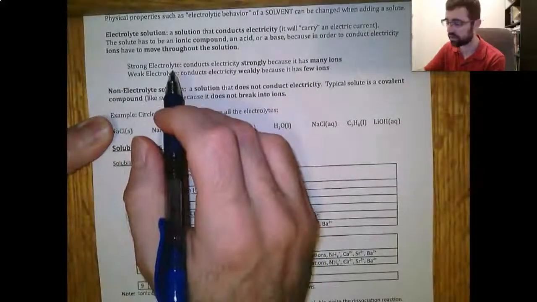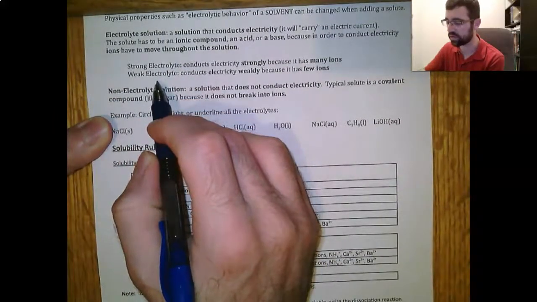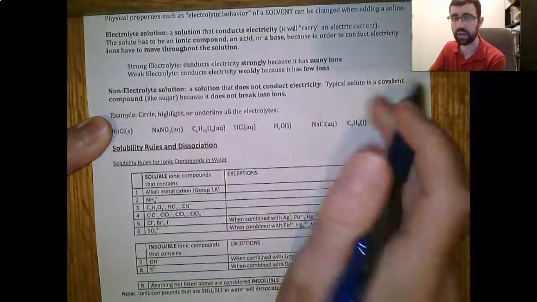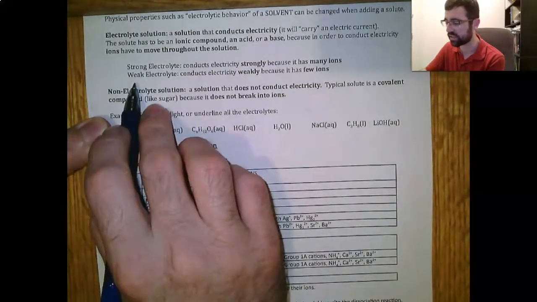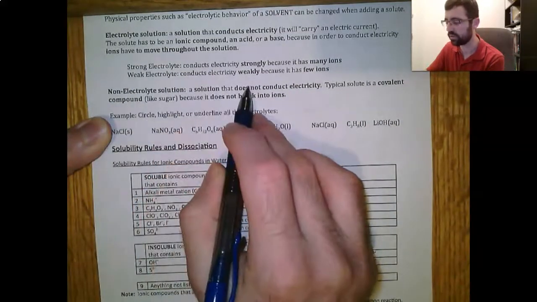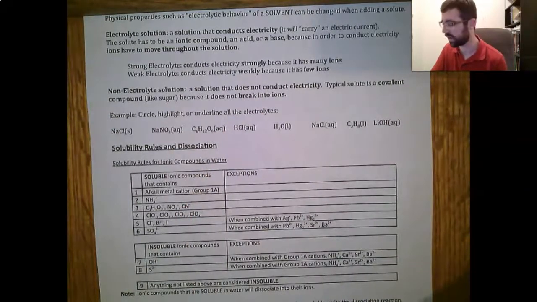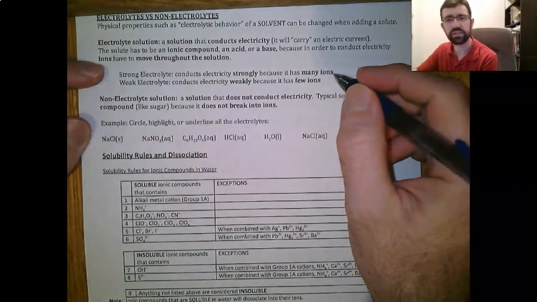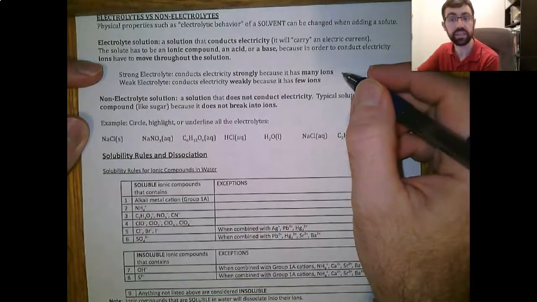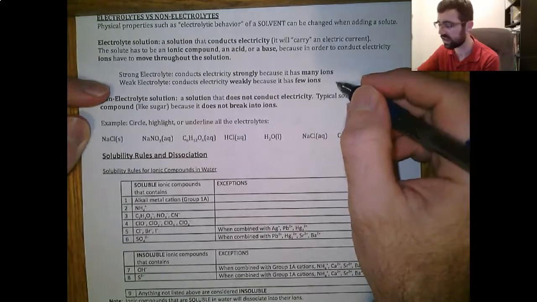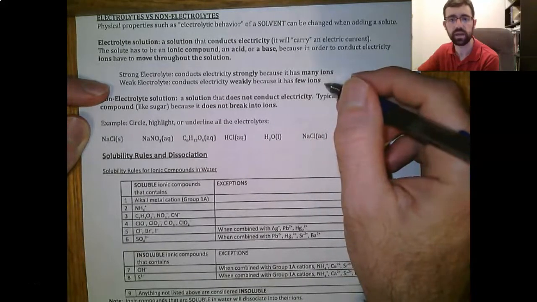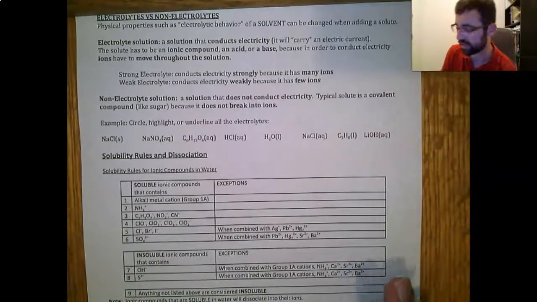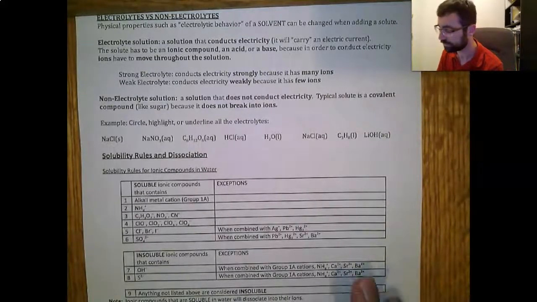So then we have strong electrolytes and weak electrolytes. Well, strong electrolytes conduct electricity strongly because they have many ions. Weak electrolytes conduct electricity weakly because they have few ions. We say that strong electrolytes dissociate or ionize completely, and weak electrolytes, the reason they have few ions is because they do not ionize completely. They do not dissociate completely. We're going to talk more about that later.